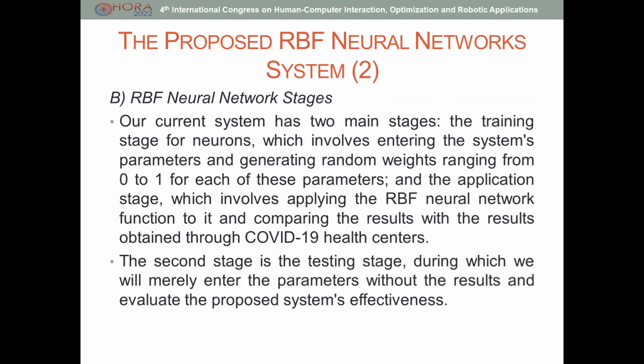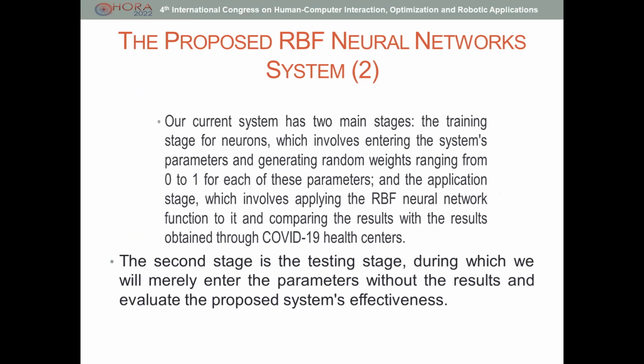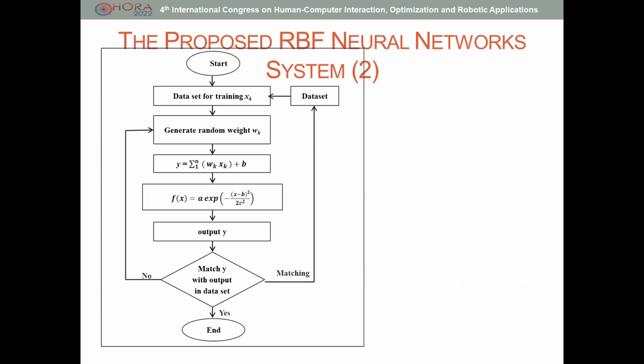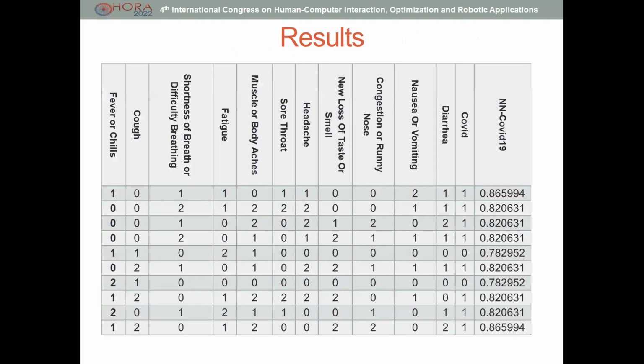Okay, we talk about the RBF neural network stage, training and testing phases. So this is for training: we will begin with start, get the data set, and generate random weights and a function for RBF, and a function for Gaussian. Then we'll get the output, match it with the target, and end. This is our result for our program.